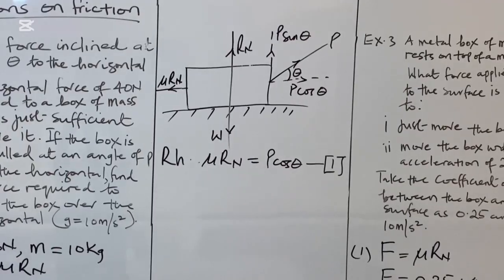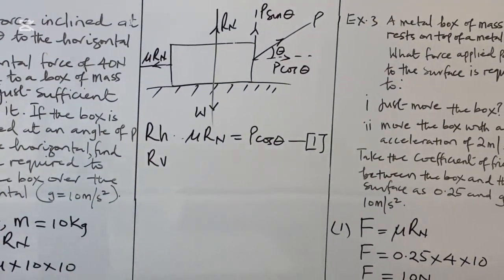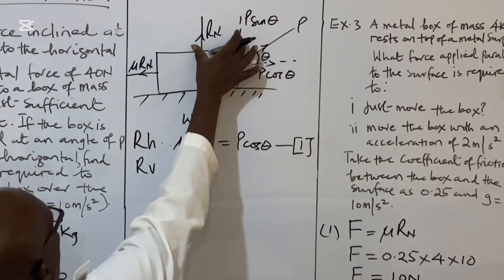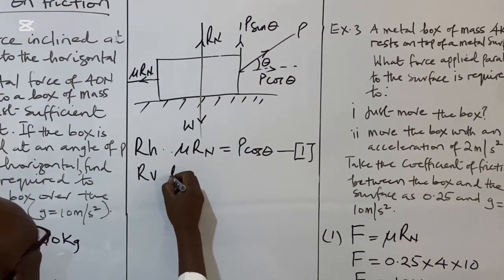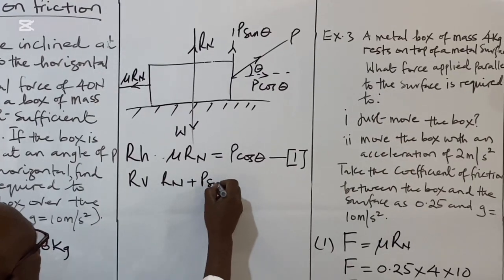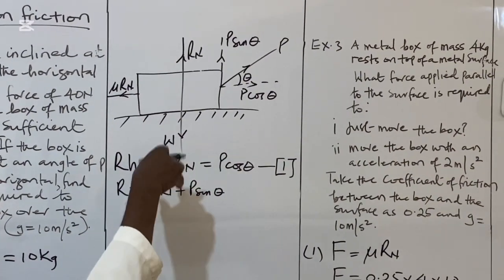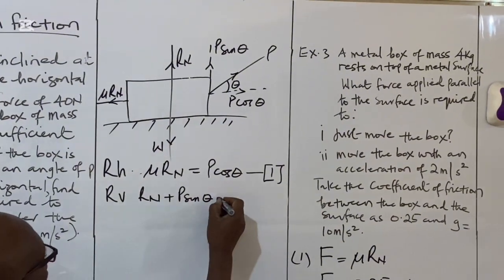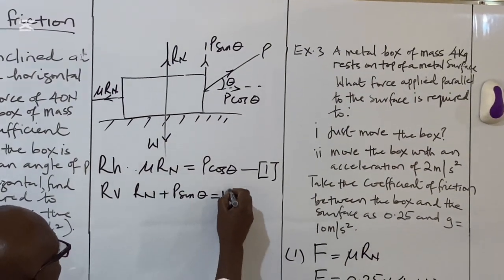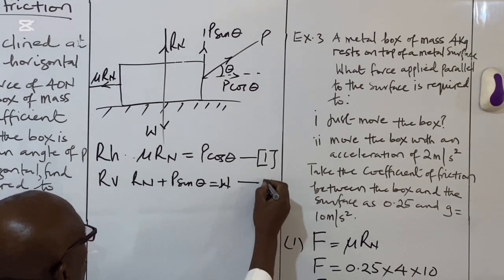Now, let's resolve vertically. What do we have? We have these two forces going upwards: Rn plus P sine theta. It's balanced by the weight acting downwards, which equals W. Now let's call this equation number 2.